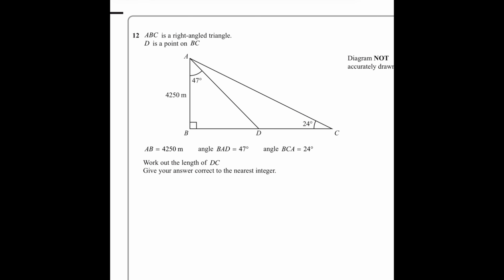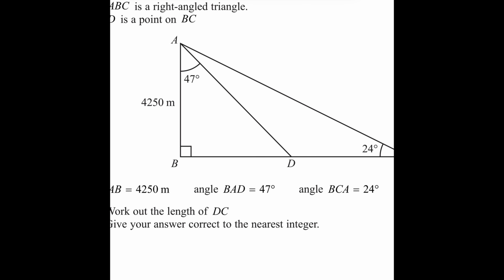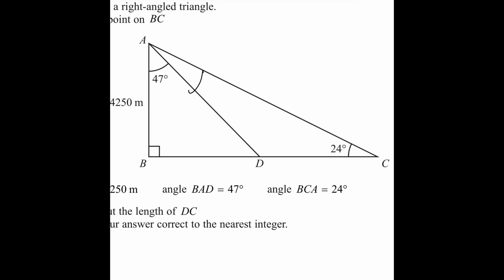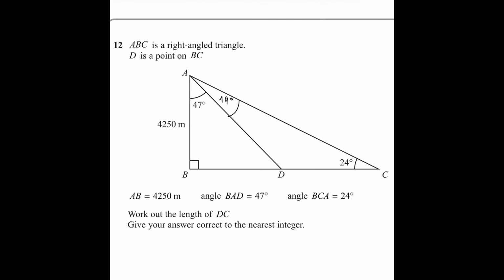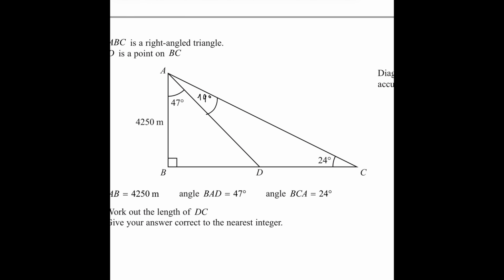So let's see. Here, we're given every angle except for this one, but you can find this because in a triangle they add up to 180. So 90 plus 24 plus 47 is 161. So that means 180 minus 161 is 19. This is 19 here. Now to use the sine rule, we need 1 side and 2 angles. So we need to find this side.